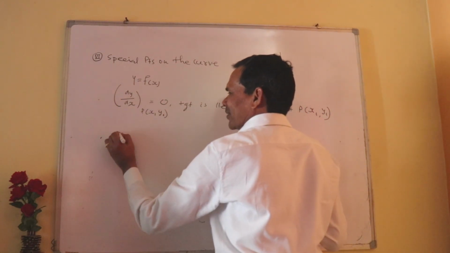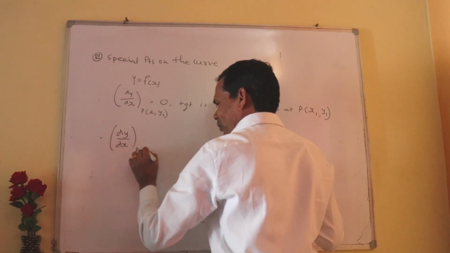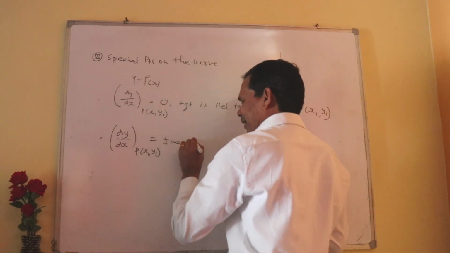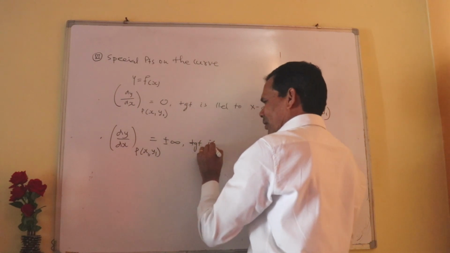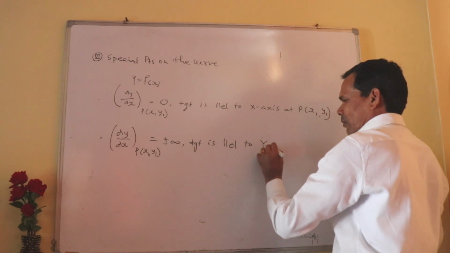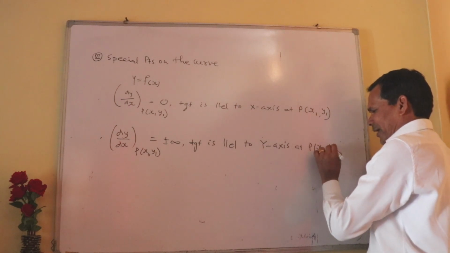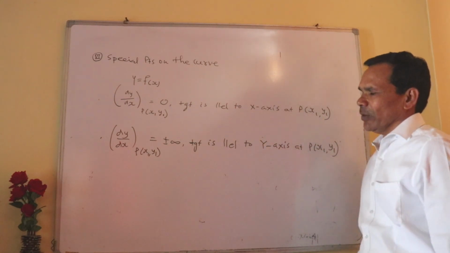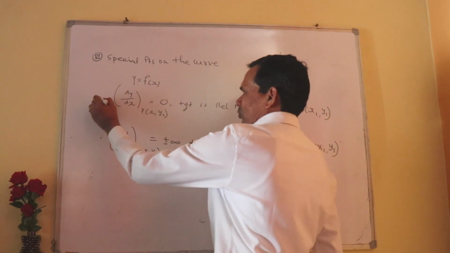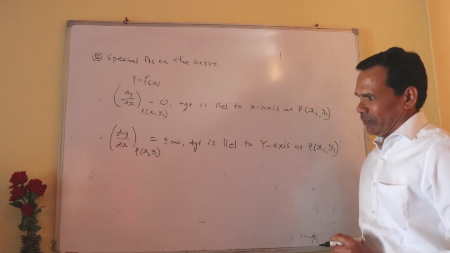Similarly, if dy by dx calculated at the same point P(x1, y1) is plus or minus infinity, then the tangent is parallel to the y-axis at this particular point. So this is the way you check these special points: tangent parallel to the x and y axis, if it is 0 or plus or minus infinity.